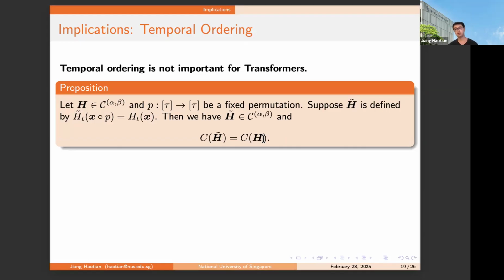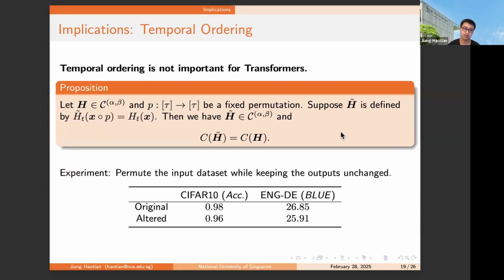So this means that the approximation power of the transformer is the same on these two targets. So what does it mean? Let's take a look at this simple experiment. If we permute the input data set and keep the output unchanged, and we train the transformer on it, the first row is the result for the original data set, and the second row is the result for the altered data set.